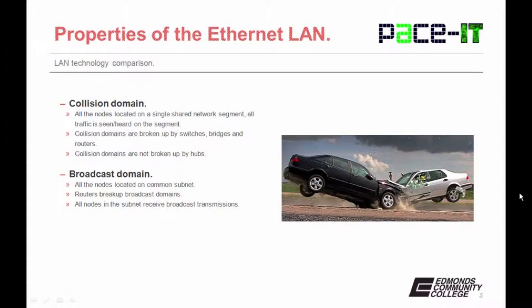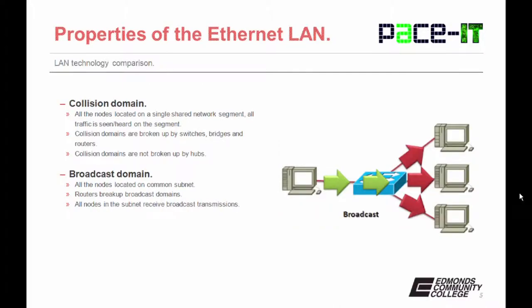Collision domains are different from broadcast domains. A definition of a broadcast domain are all the nodes that are located on a common subnet. Routers break up broadcast domains. All nodes in the subnet receive broadcast transmissions. That's what makes up a broadcast domain.